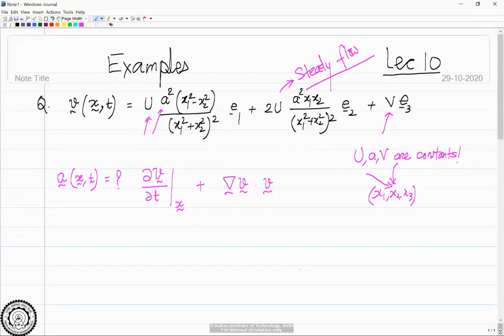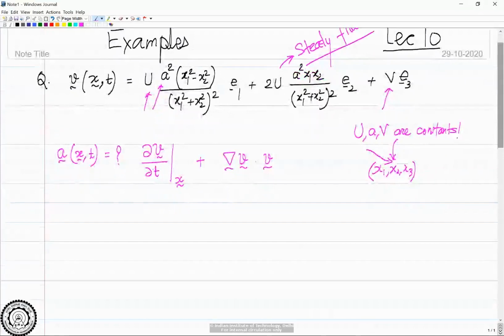Okay. Now, having seen this, maybe let us also try to find out what is the physics, or what kind of flow is this. So you see, in the Cartesian coordinate system that has been prescribed here, the formula is quite complicated, but maybe we can try to use cylindrical coordinate system. Let us say we substitute x1 equal to little r cos theta, and x2 equal to r sin theta.